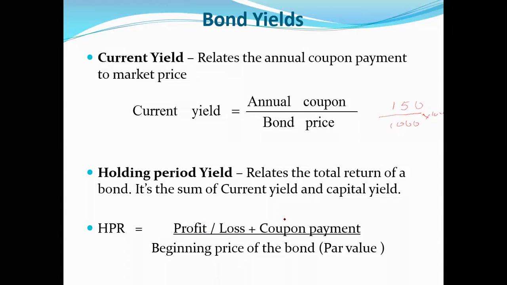And in that particular time frame, you might have received the coupon payment, and the whole is divided by the beginning price of the bond or the par value of the bond. This is called HPR, that is holding period return. So if you technically look at it, the formula for current yield and holding period yield are both the same, the way we have used in the previous slide.